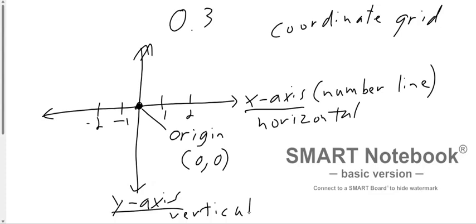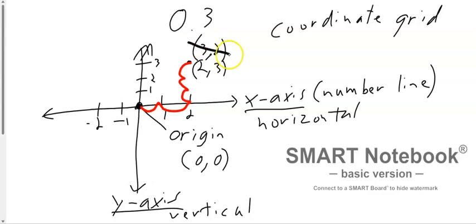Now, remember, whenever we do points, let's say this point right here, we always go in alphabetical order. We always go x, then y. So this point right here, people get confused between 3, 2 and 2, 3. Well, remember, we always want to go x first and then y. Therefore, this is incorrect, and this is our winner, 2, 3.